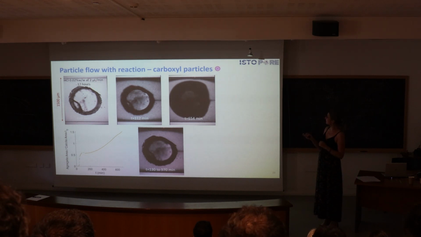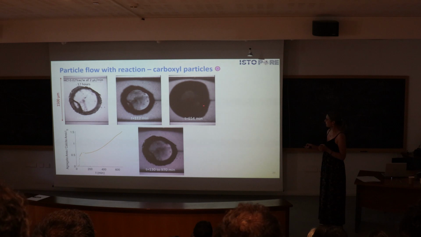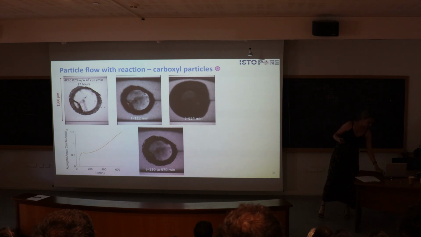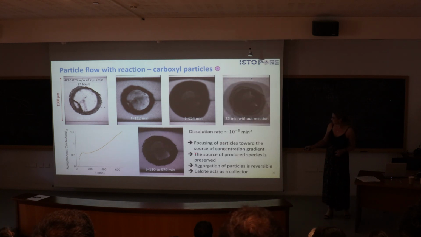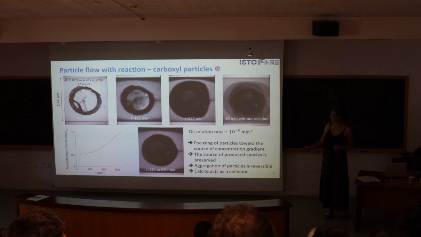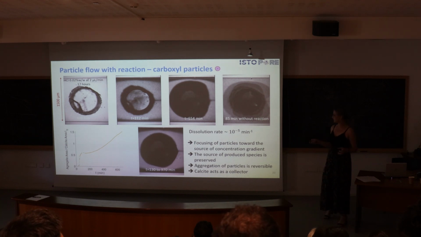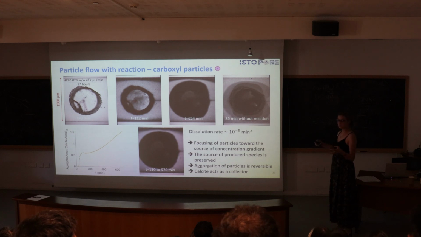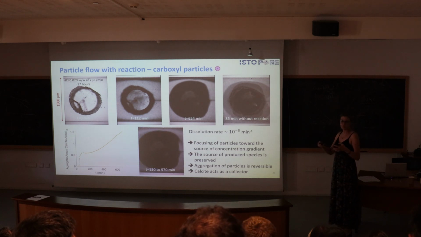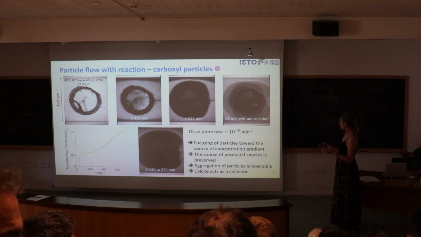And now if we have reaction, it's exactly the same setup, but now we have the particles suspended in acid. Here it's particles coated with carboxyl group. And what we see is that with time, the particles will aggregate to the calcite. They will form this large aggregate. You can see here the formation of the aggregate. We can measure the size of the aggregate with time.